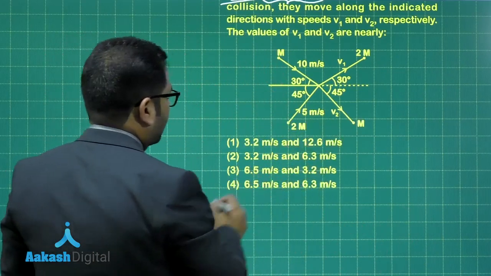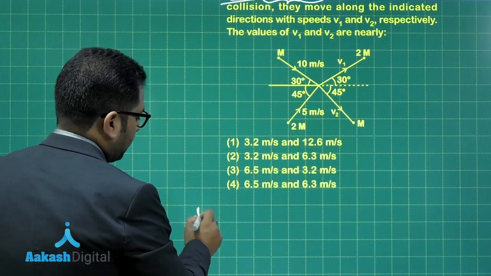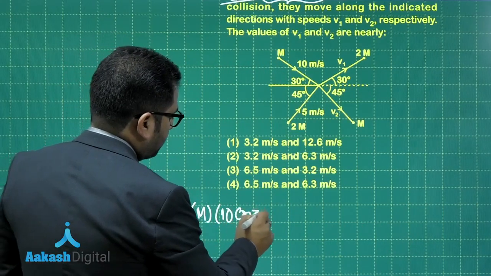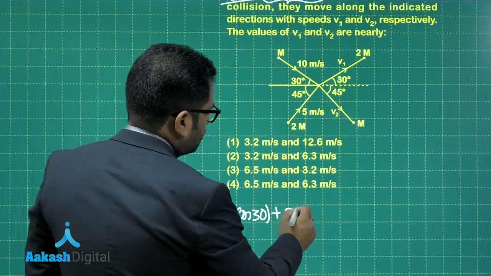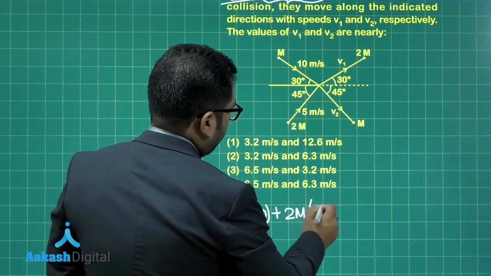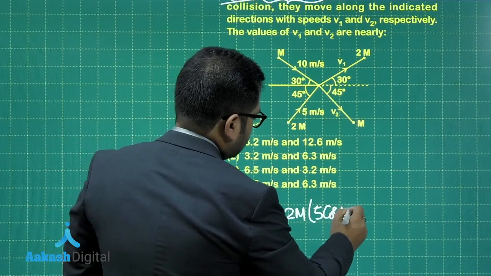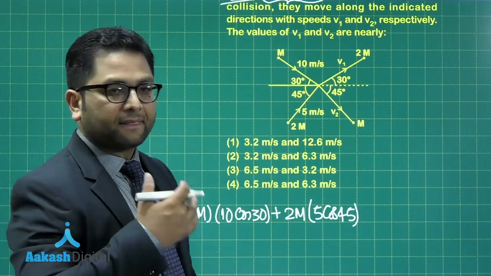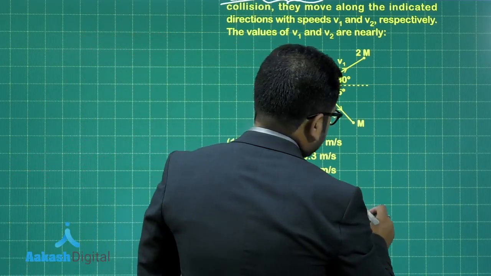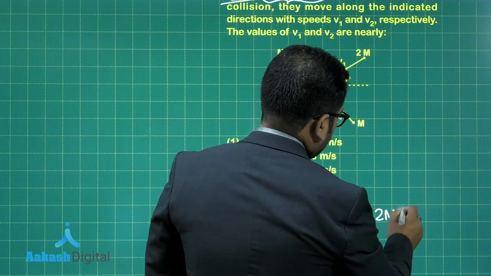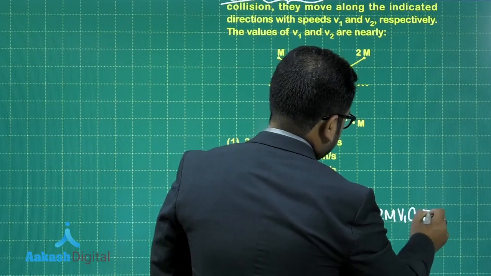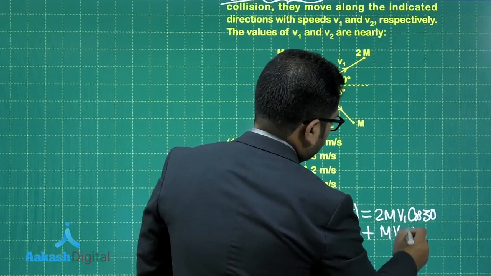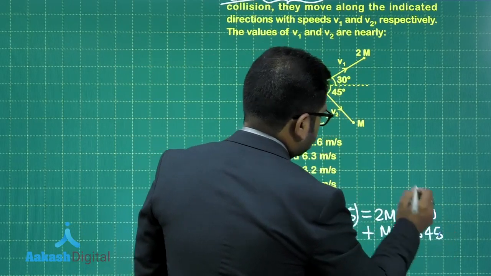So let's conserve along x, right? I'll get m into 10 cos 30 plus 2m into 5 cos 45. That will give me the initial momentum along x. The final momentum along x has to be written as 2m v1 cos 30 plus m v2 cos 45. So these are the values.